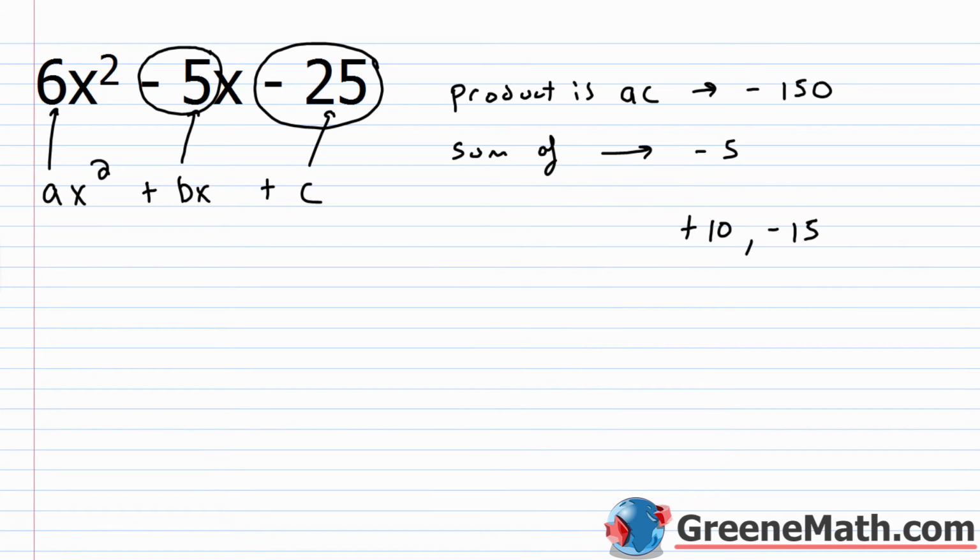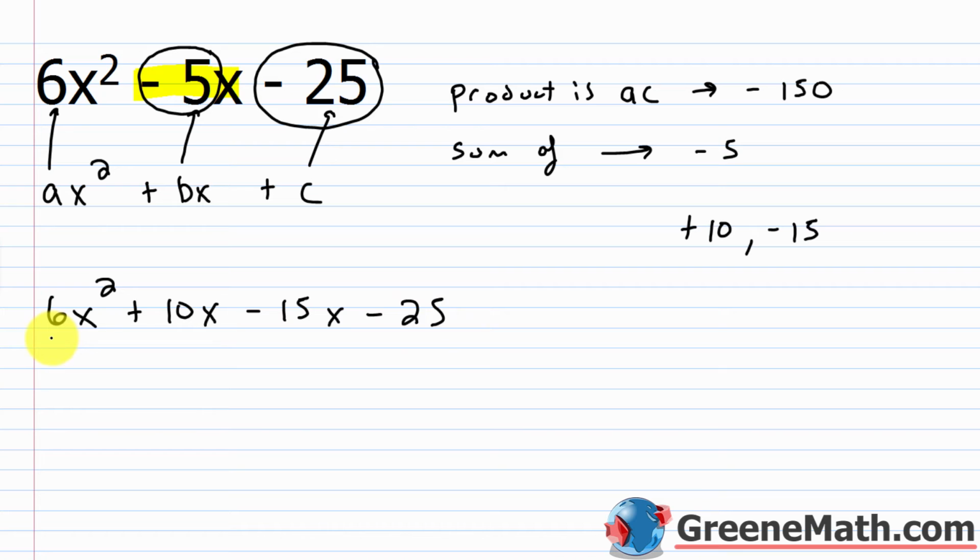And again, I just want to rewrite this middle term. I want to rewrite negative 5x using these two integers. So I would have 6x squared. I can say plus 10x, so I could say minus 15x. Wouldn't matter. So let's just say plus 10x. And then let's say minus 15x. And then minus 25.